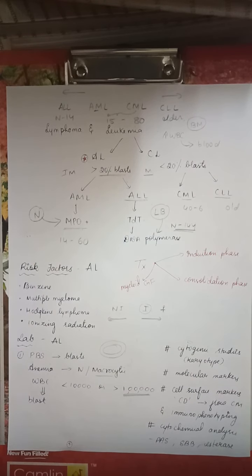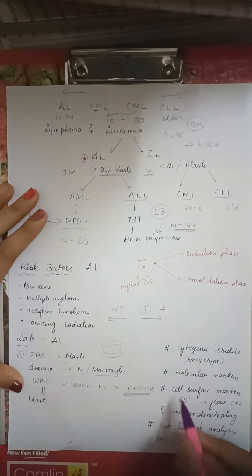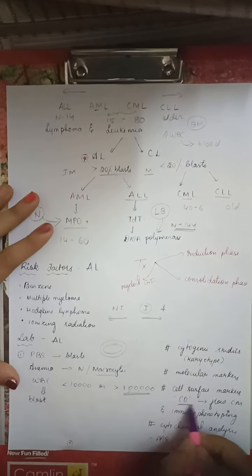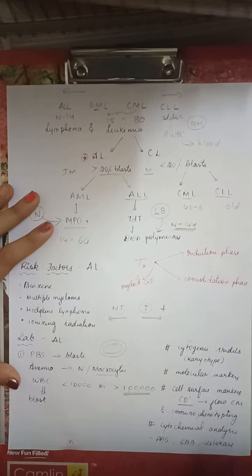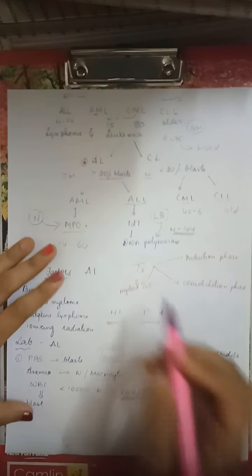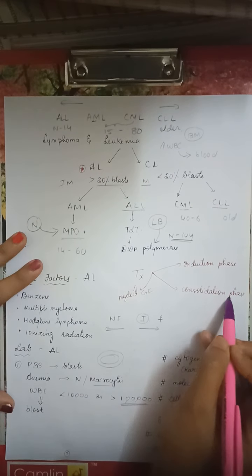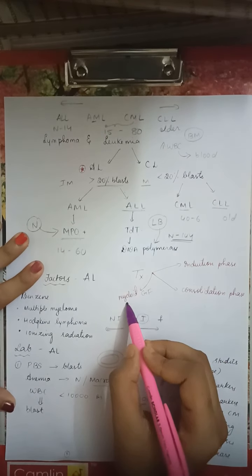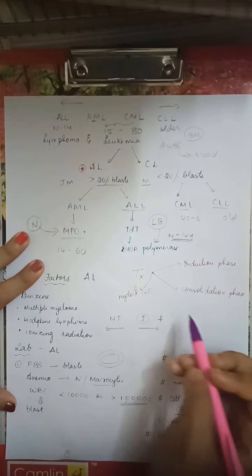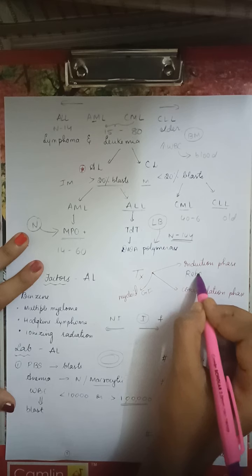And coming to tests, we do many tests like cytogenetic studies, molecular markers, then cell surface markers, that is cluster of differentiation markers. Then there is immunophenotyping, and cytochemical analysis, where we use various stains, which I'll be discussing later. And mainly coming to treatment, we have something called induction phase and consolidation phase, and sometimes we can give myeloid growth factors. The induction phase basically will prevent relapse.